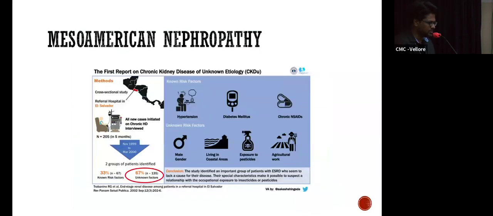So this is the first report of CKDu from the Mesoamerican population in the El Salvador hospital. There they found out that known risk factors were only 33%. The unknown risk factors were around 67%.